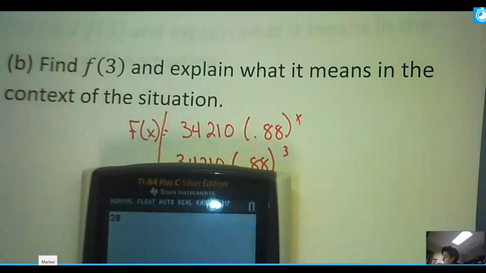Okay, so I'm going to type this in. Put in my parentheses exactly as I see it. I hit that little exponent button. It raises it up. I put the 3 in, and this is the new price.